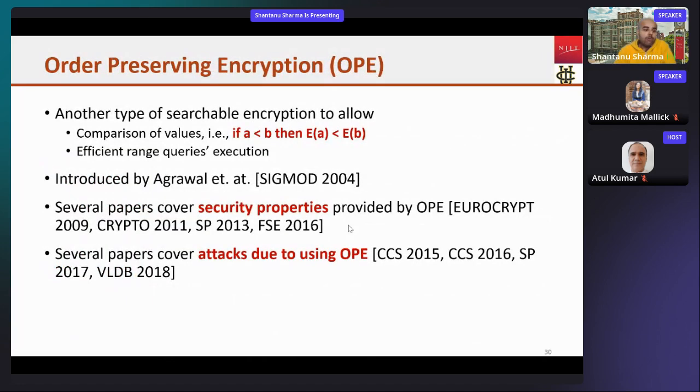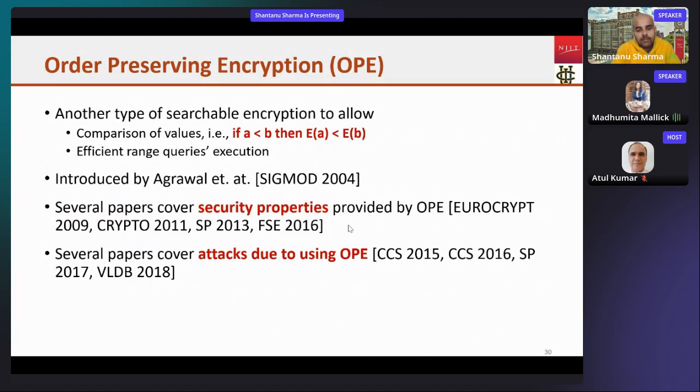I am not going over any technique of how indexable techniques work. You can see that in the detailed tutorial. The next techniques are known as order preserving secret sharing and order preserving encryption techniques. Here the idea is this: if there are two values, let's say A and B.